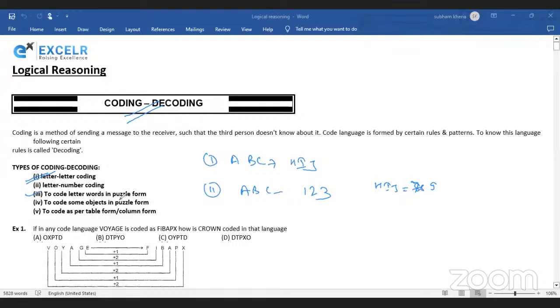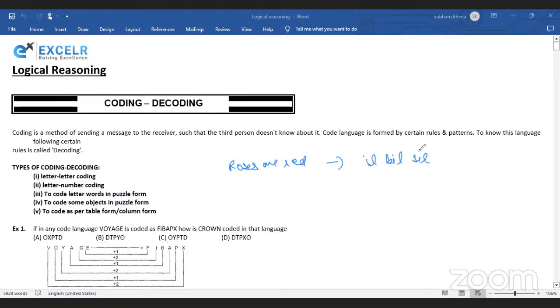Third one is to code letter words in puzzle form. What does this mean? Letter words in puzzle form. This means, for example, you might have seen here, roses are red is written as il bil sil. Violets are blue is written as kill dil il. This is called sentence coding decoding. This is a sentence. The sentence is coded into some random form. We'll be reading all.